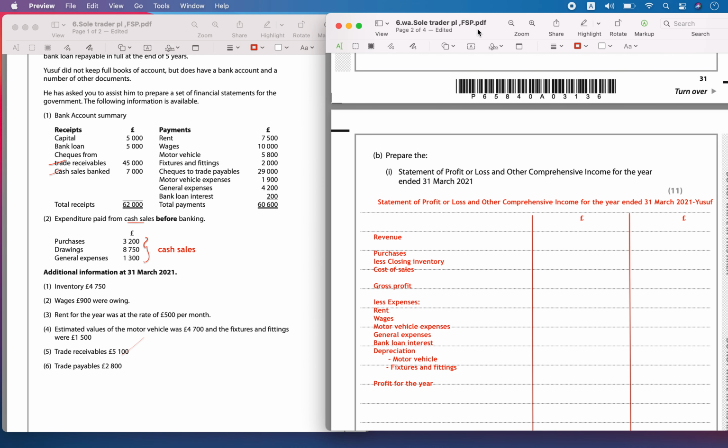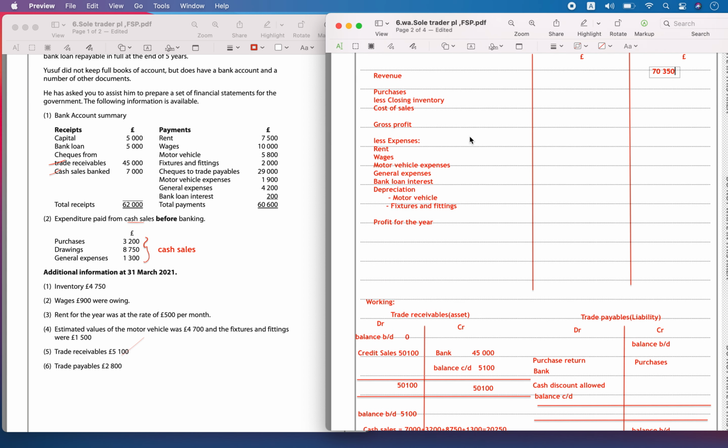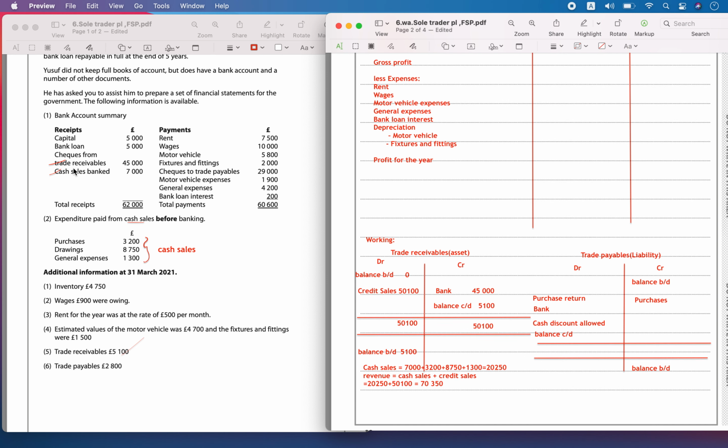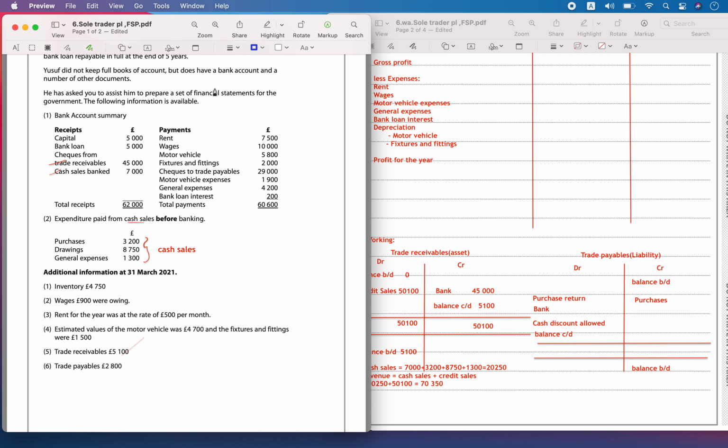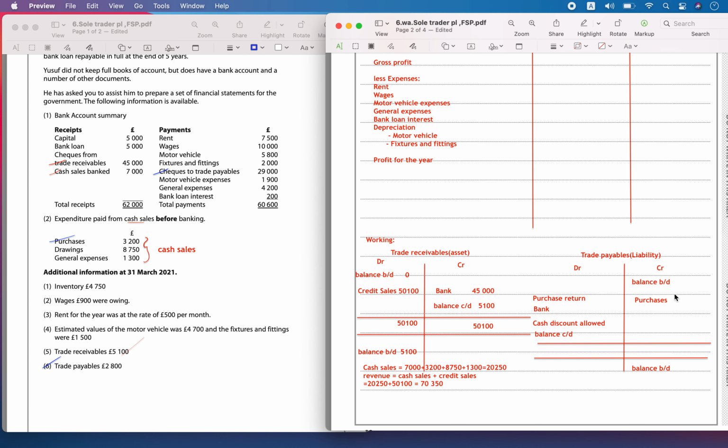So now let's write the revenue here. It was 70,350. Then they are saying purchases we have to calculate. So whatever information is related to purchases, we have to include. Trade payables is here, purchases is here, then the ending trade payables has been given.